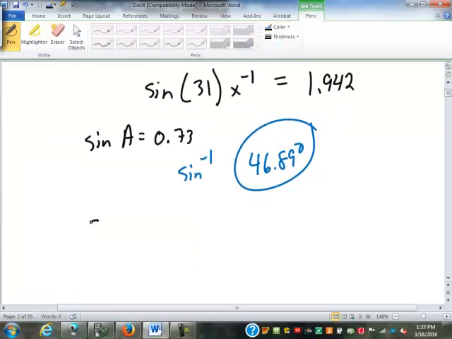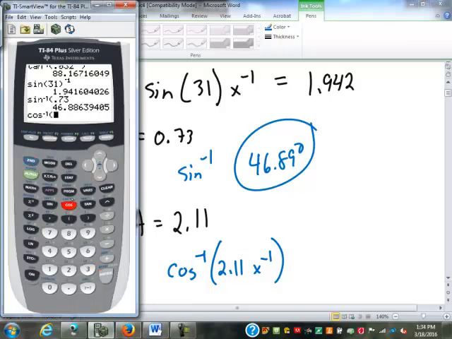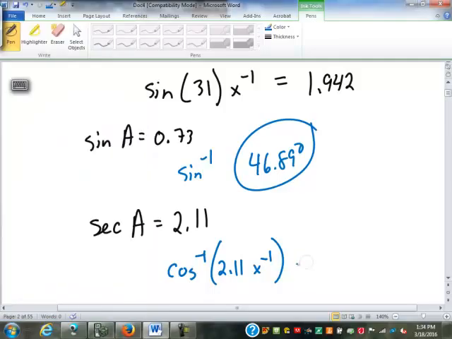What if I tell you that the secant of an angle equals 2.11? How do I find that angle? Second cosine, 2.11. Perfect. We do the second cosine, the inverse cosine, so second cosine, the 2.11, and then we do the reciprocal inside the parentheses when we're inversing. We're at 61.71 degrees.